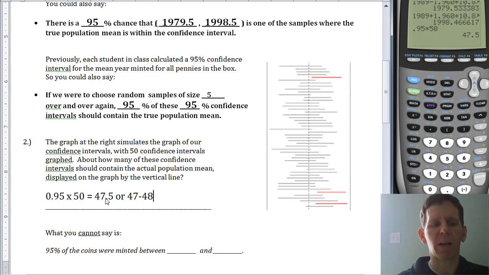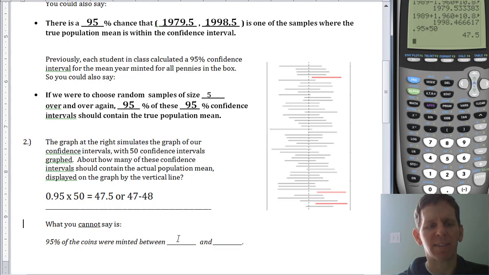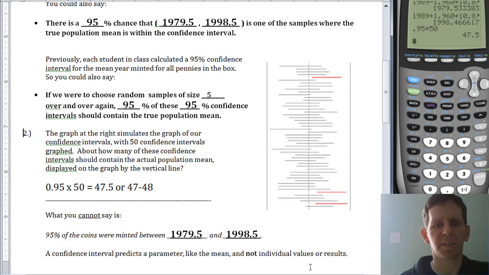When you are talking about confidence intervals, there is one thing that you cannot say, however, and you cannot say that 95% of the coins were minted between the two numbers we got, 1979.5 and 1998.5. A confidence interval is used to predict a parameter, like a mean. It does not predict individual results. So these two numbers are describing where the mean is between.